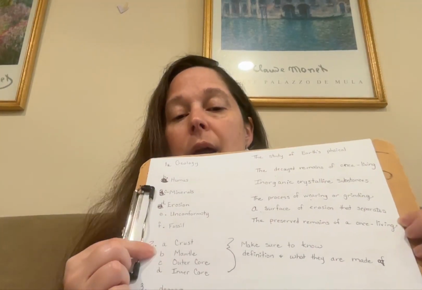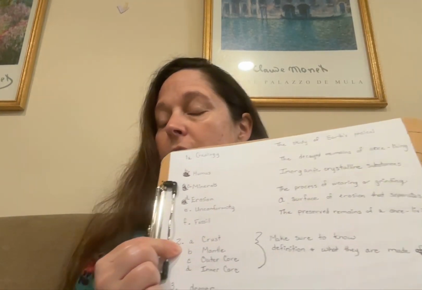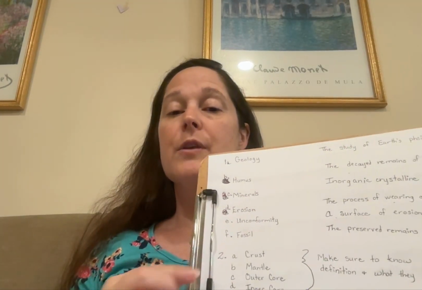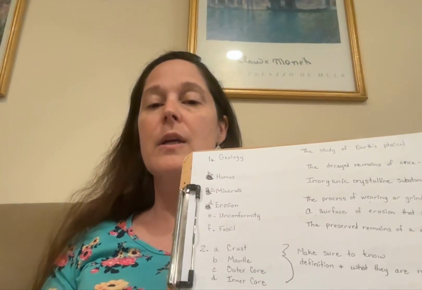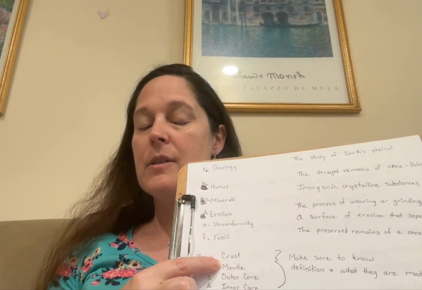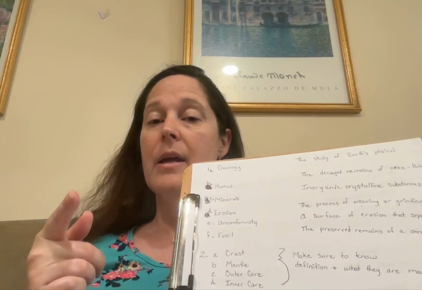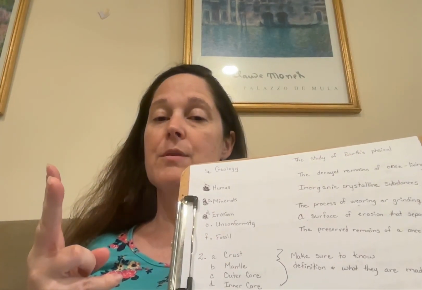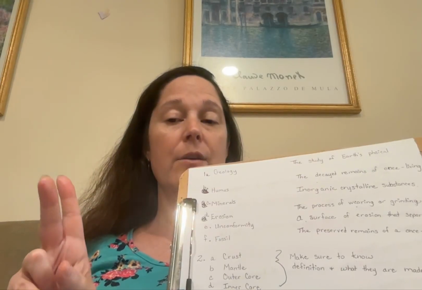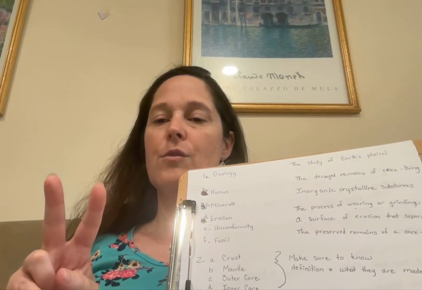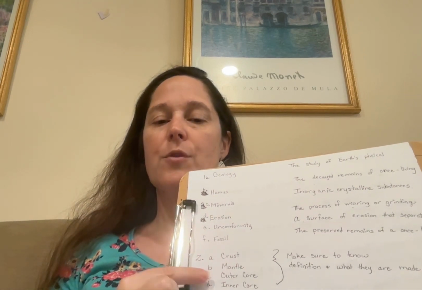Number 2, it has a picture of the earth, and it wants you to label it according to the different layers that are included in the earth. So letter A is the crust, which is the outside edge of the earth, and there's 2 types of crust, the oceanic crust and the continental crust. Make sure you go back and review those 2 types of crust.